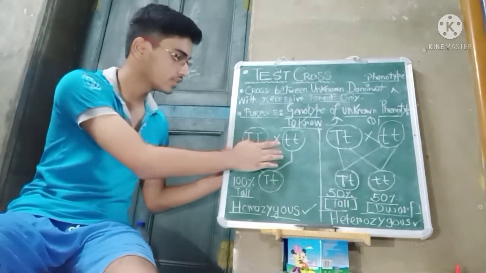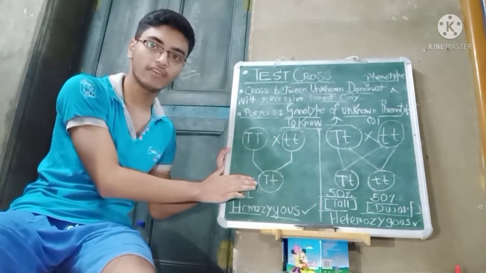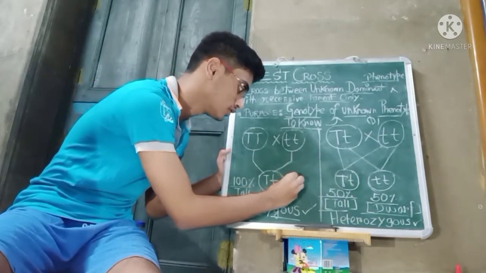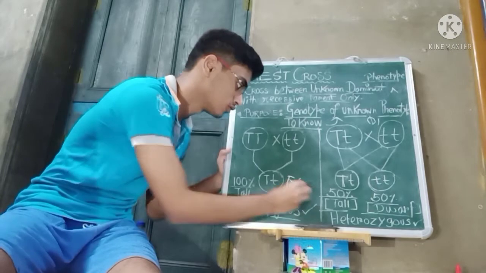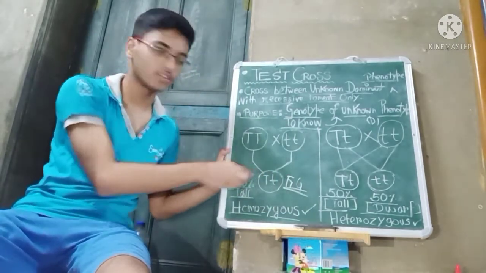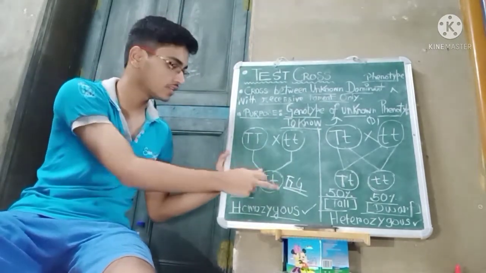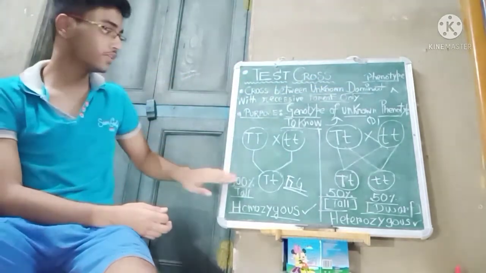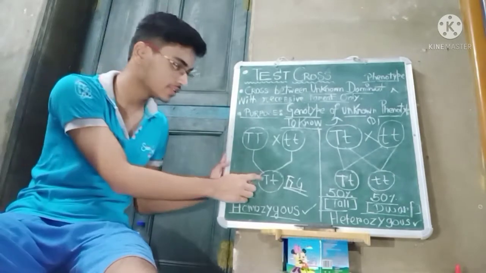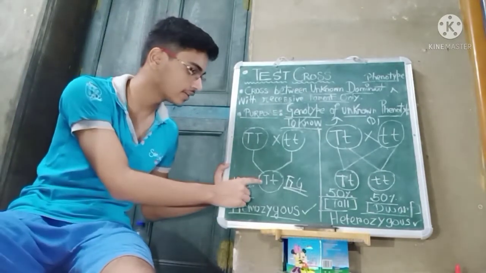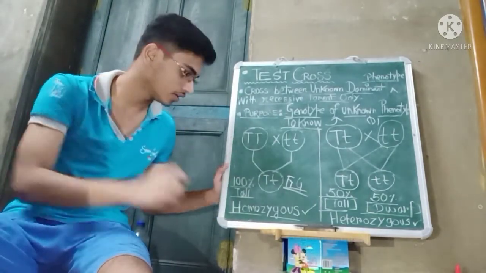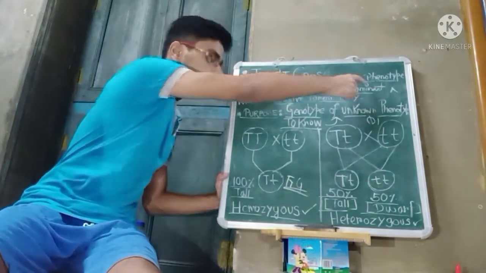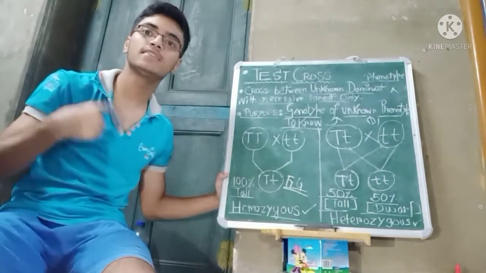So we have taken the cross, and the resultant is the F1 generation, the first filial generation, having capital T and small t. So it proves that the unknown dominant phenotype gives 100% tall, since T is dominant. This proves that the unknown dominant phenotype is in the homozygous state.